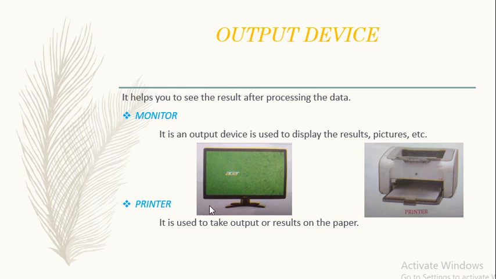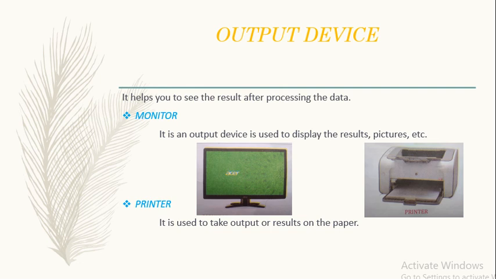So now the second one is printer. It is used to take output or result on paper. I think you have already seen it in MP Online, or we can say in many of the shops. With the help of this device, this is the printer, we get the result in the form of paper.